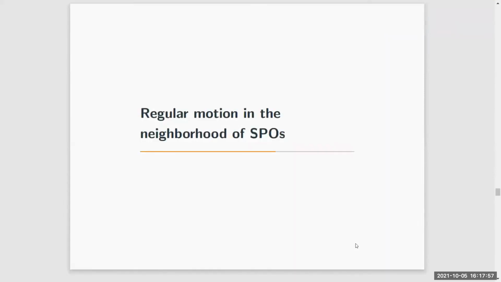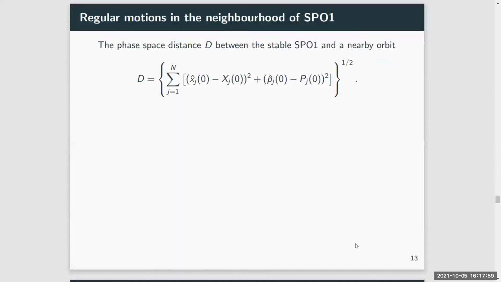an average. Okay. So to investigate how GALI behaves for regular orbits, we perturb the stable SPO1, x̂_i, p̂_j, getting a nearby orbit, which is this capital X and P, by keeping the total energy fixed. Then we determine the phase space distance, which we call D, using this Euclidean norm.